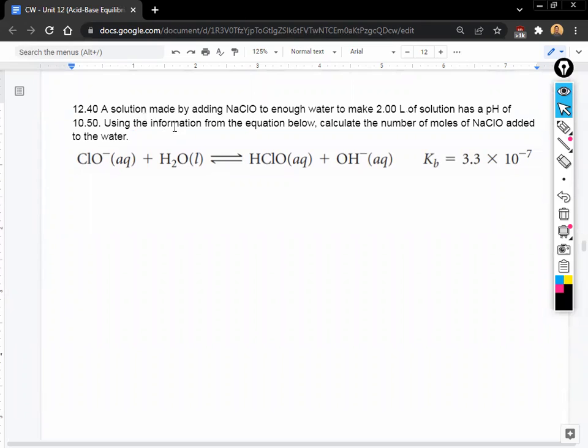Here we have a solution that's made by adding NaClO to enough water to make 2 liters of solution. Basically, it's saying that we have a container, same thing as before. We're going to put NaClO into it, and then the volume is going to be 2 liters. And the pH ends up becoming 10.5.